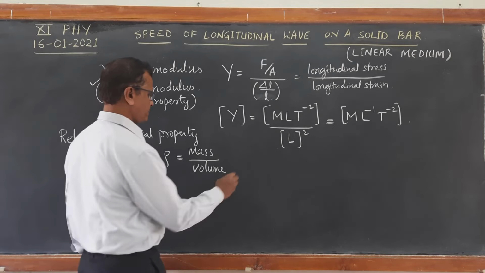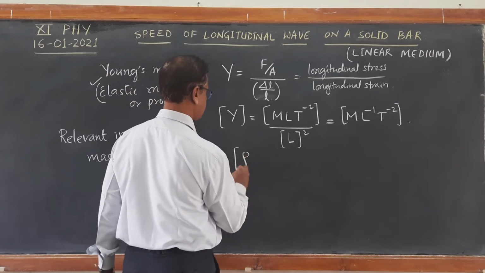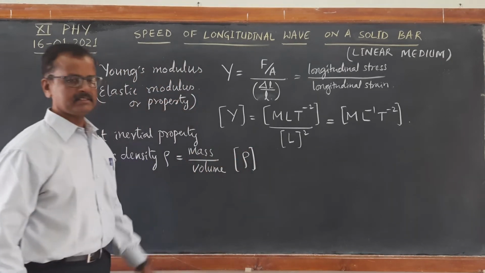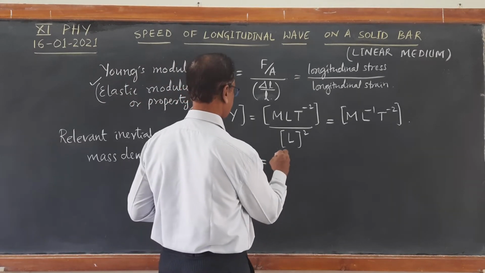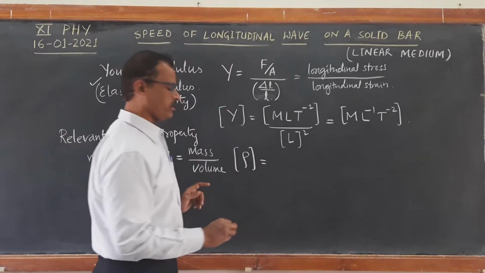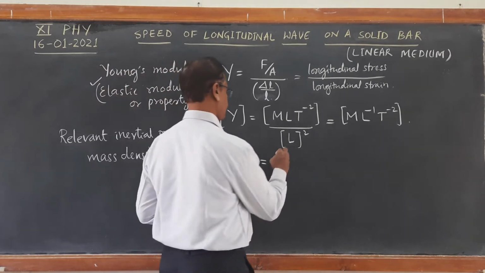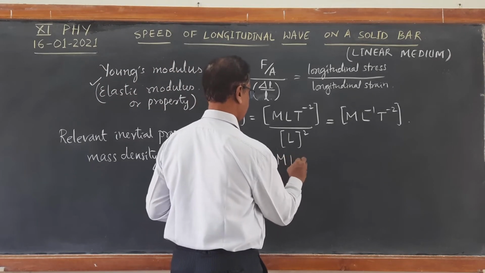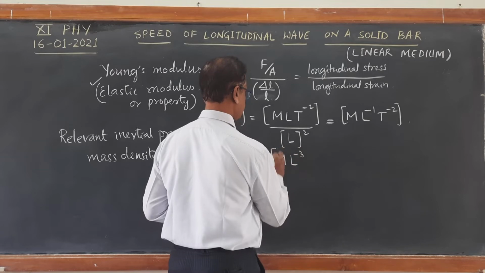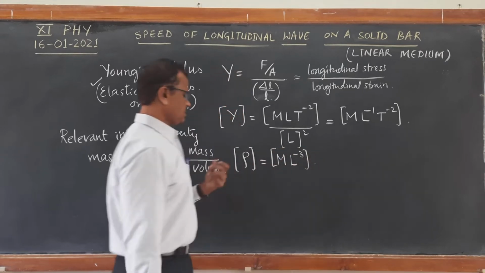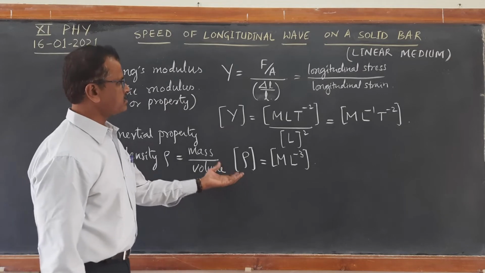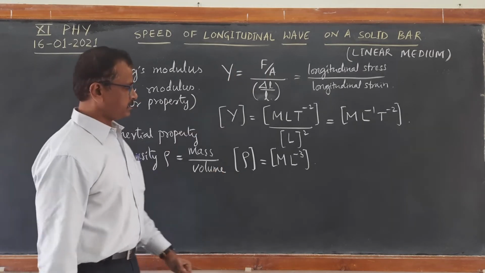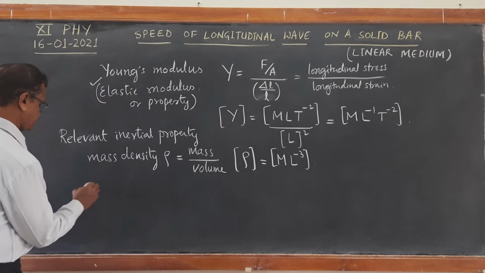So the dimension of the mass density, if you write, becomes mass divided by volume. So it will be M L raised to minus 3. So this becomes the dimensions of the mass density, that is of the solid bar, right? Now, speed of transverse wave.